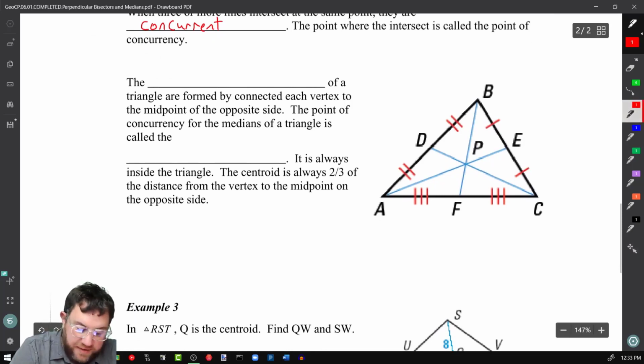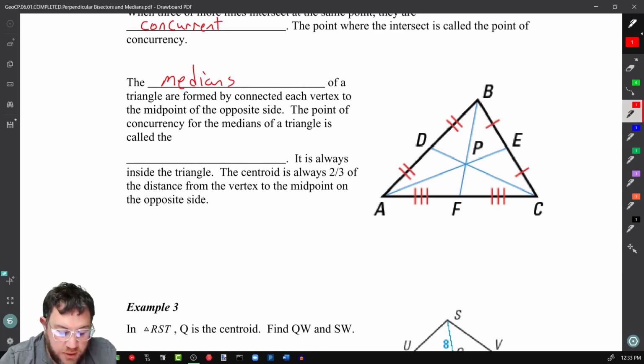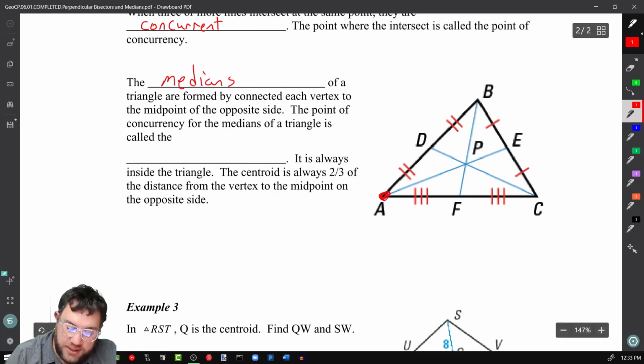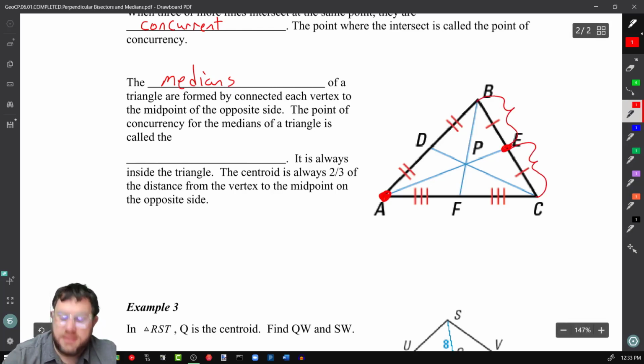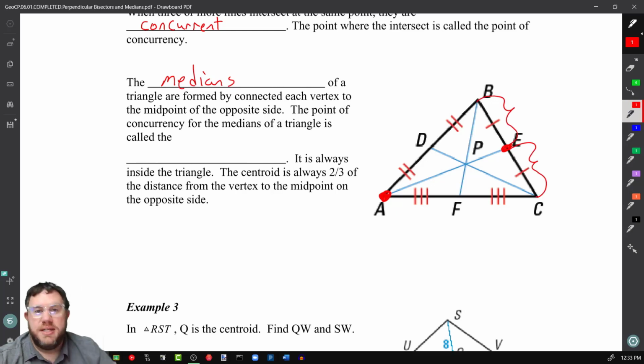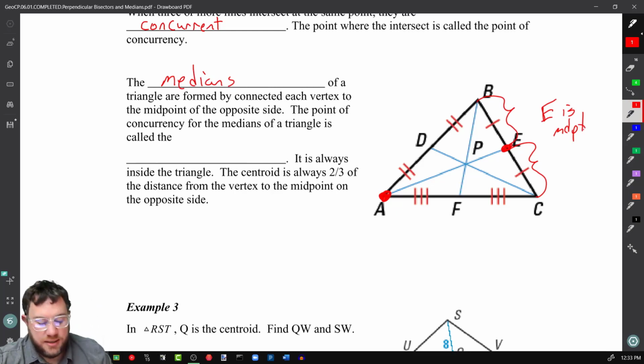So the median of a triangle, or medians, because every triangle has 3 medians, are formed by connecting a vertex to the midpoint of the other side. So if we look at point A in this triangle, AE is a median because BE and EC are congruent. So we know E is the midpoint, and that's what makes AE the median.